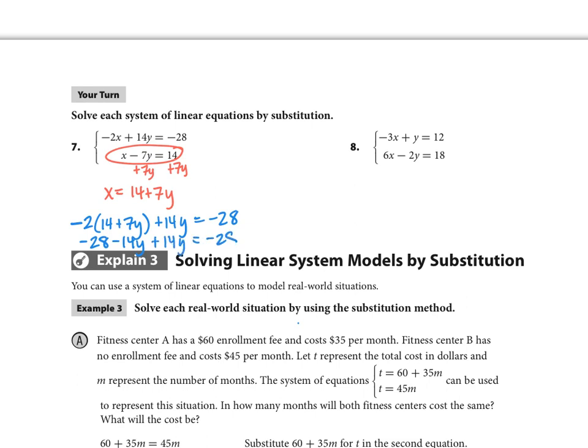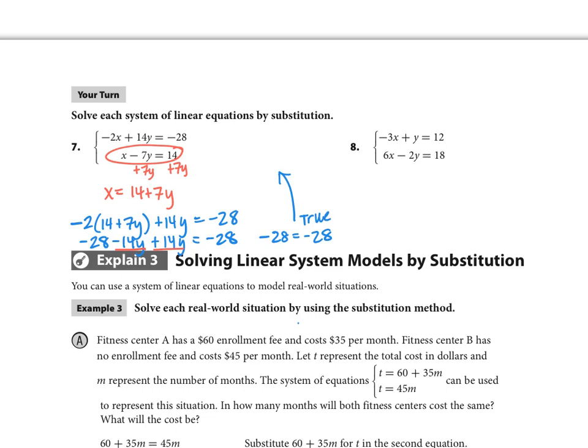Now, I already mentioned that this is going to be a special case. Let's see what happens. Negative 14y plus 14y, that's 0. We end up with negative 28 equals negative 28. Now, thinking back to when we solved just regular one variable equations, this meant something, and it still means the same thing. Actually means that, first of all, this is a true statement, right? Negative 28 is equal to negative 28.